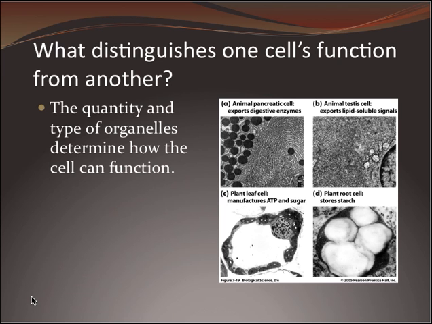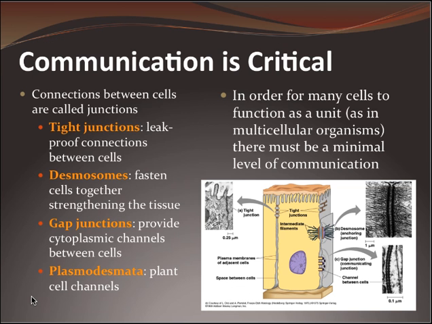One of the ways that cells' functions are distinguished from one another is the quantity and the type of organelles, which determines how the cell can function and to what degree. Communication between cells is also crucial, and there are various junctions that indicate these communication lines.